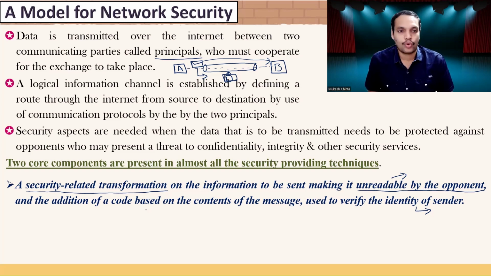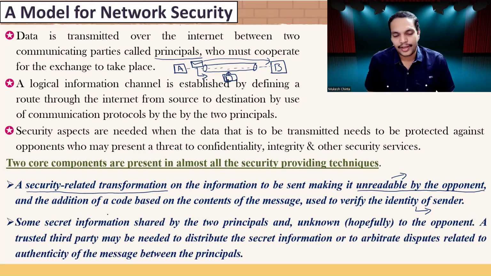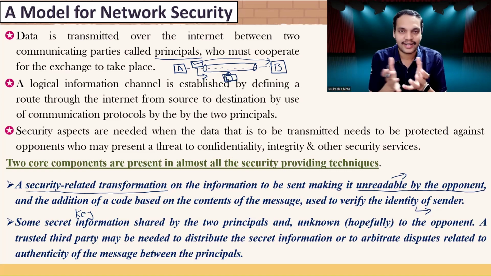Now, what is the second core component? The second core component is a key, or here we call it some secret information, but in general, we speak about a key in network security. Some secret information shared by the two principals, and let's hope it is not known to the attacker. The entire security is based on how well you can keep the key secure, how well you can secretly share the key between the two parties, and hopefully keep it unknown to the opponent.